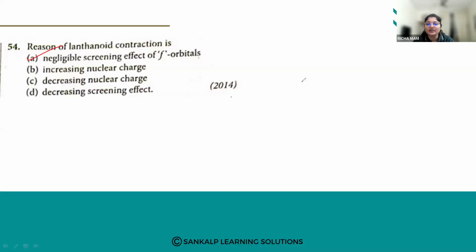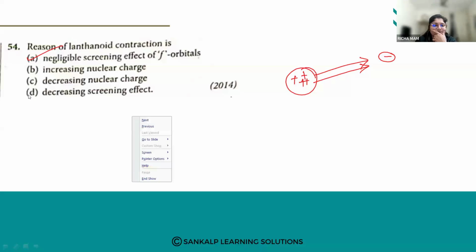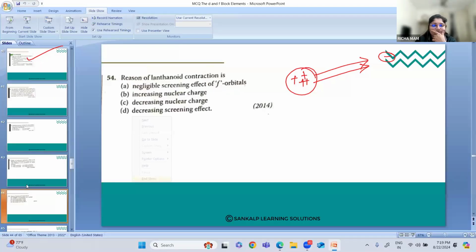So what will happen? There is a strong force of attraction between the nucleus and the outermost electrons. Because of that, the size goes on decreasing as the atomic number increases. So option A is the correct answer. The reason is the negligible screening effect of f orbitals. I hope this is clear. Very simple questions they are.